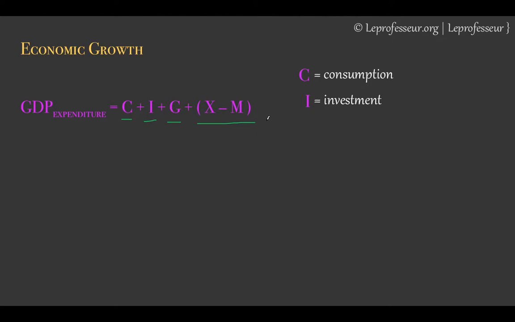X minus M is the net export, where X is simply the export amount and M is simply the import amount. So that is the simple formula to understand how GDP can be calculated using the expenditure approach: C plus I plus G plus X minus M. Simple. You add up all the consumption, investment, government spending, and the exports minus the imports to the economy.